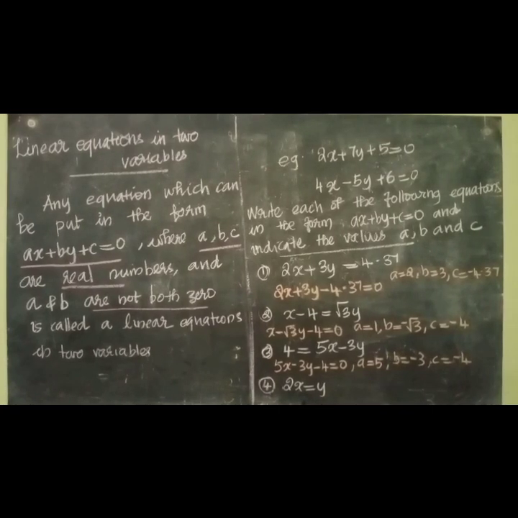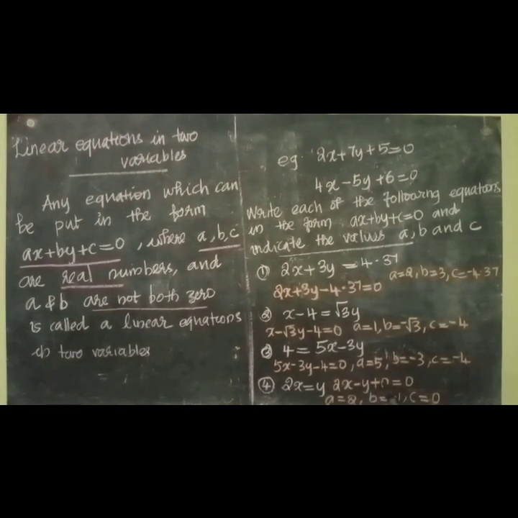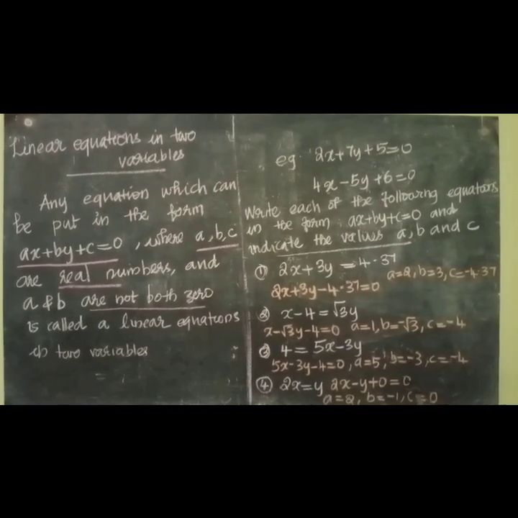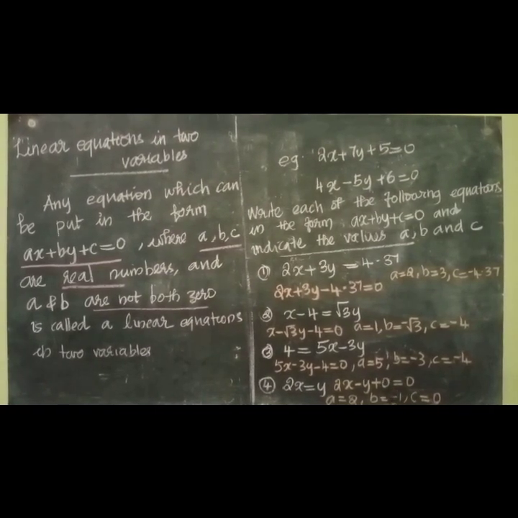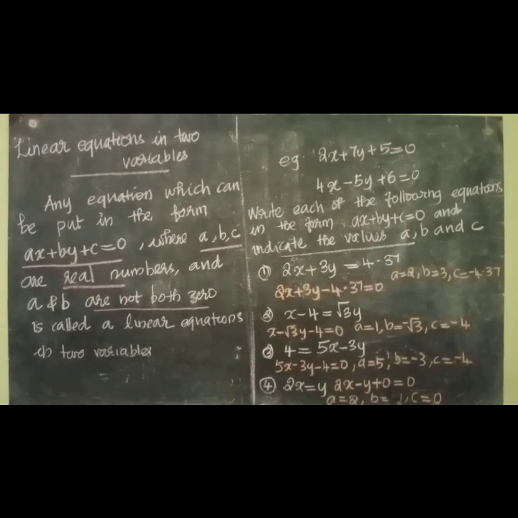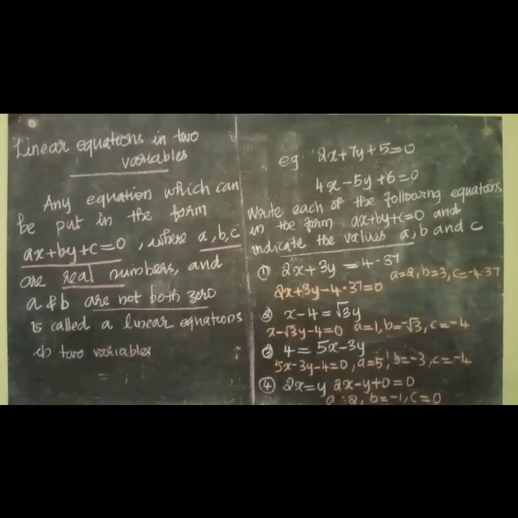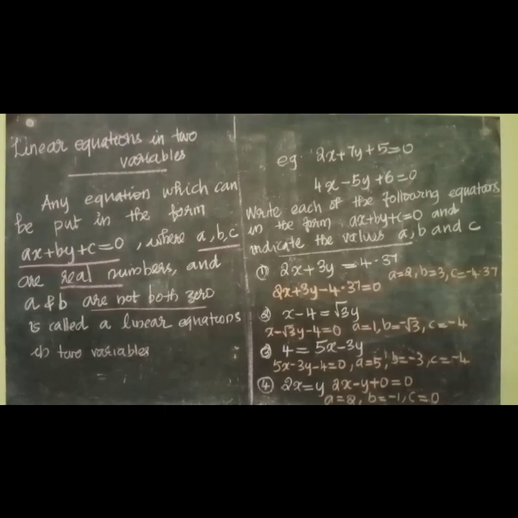Next question is 2x equal to y. Here the x term is here, the y term is here, the constant term c is missing. There we can write 0. So take this y part also to the left side. We can write it as 2x minus y plus 0 equal to 0. Here the third term is 0. It is missing, so we kept 0 there. So we can write A equal to 2. B equal to minus 1. C equal to 0.